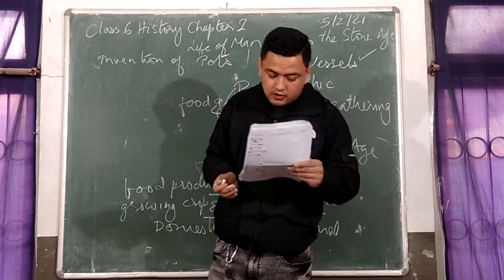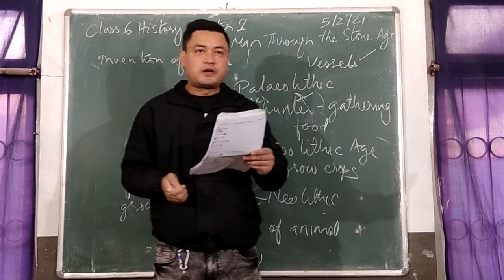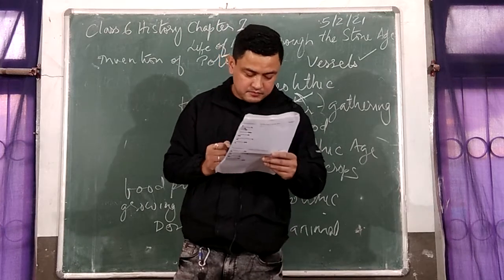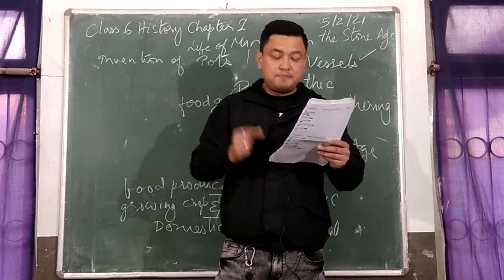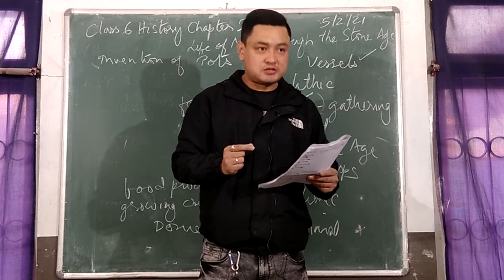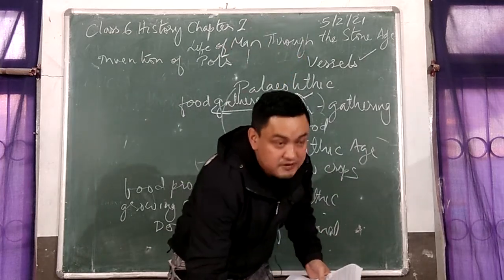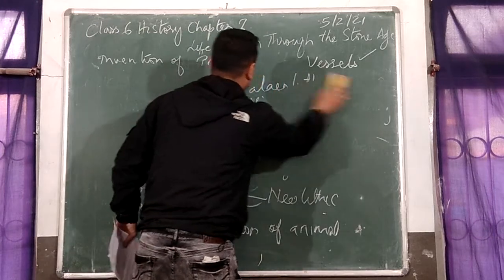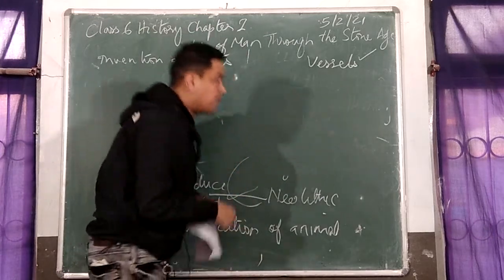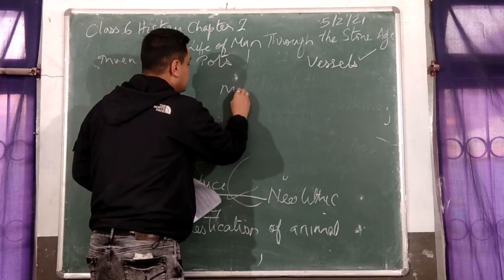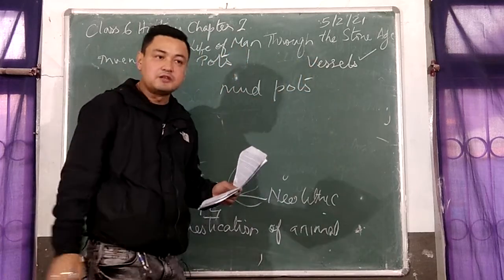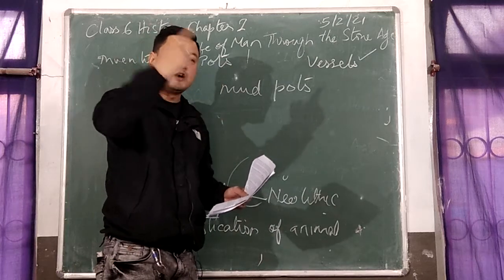So that he can keep that food for the future. Isn't that so? So he began to make mud pots. So this was the invention of pots. He started making mud, M-U-D, mud pots or utensils, or bhara bartan we call it. It is made of mud. It is made of soil.